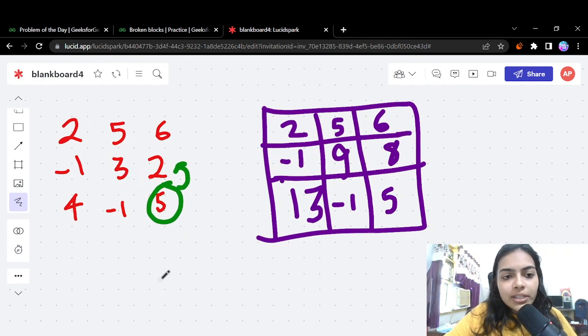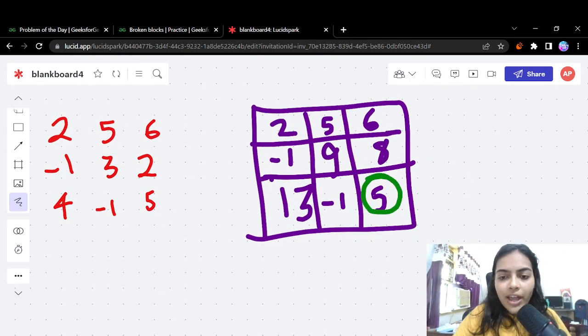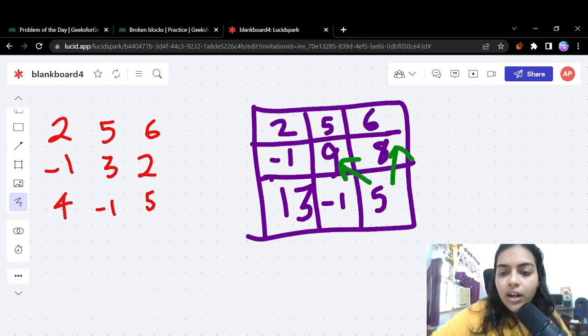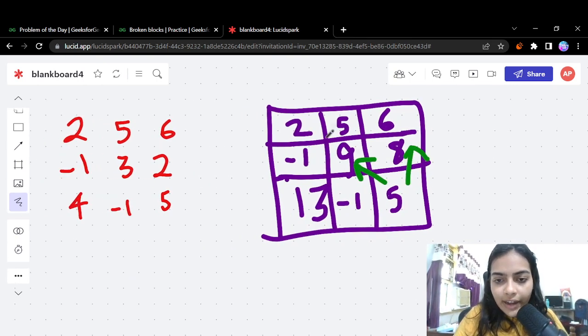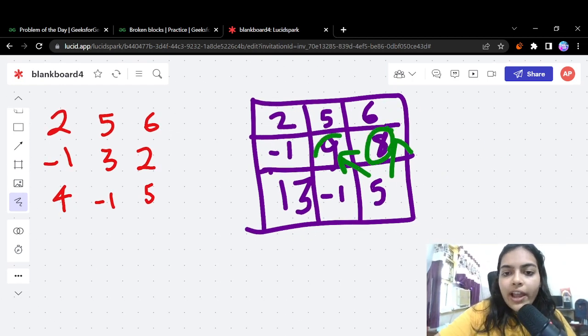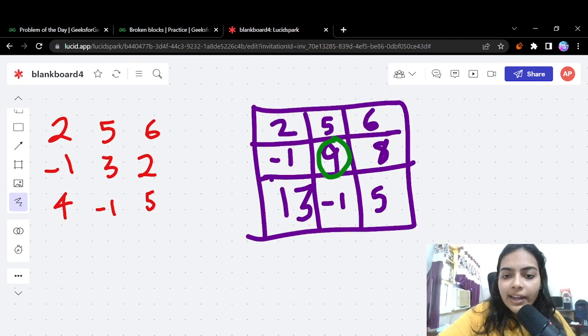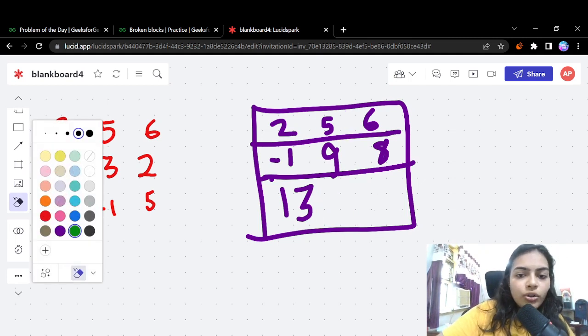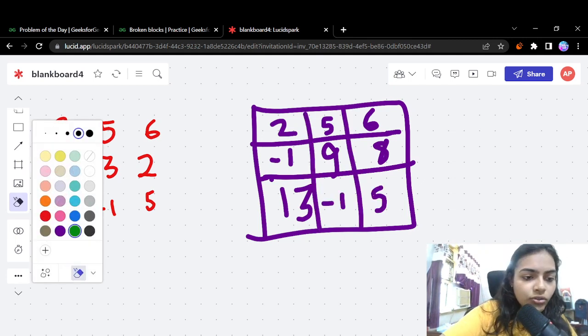So what I can do is, I can just look at this matrix. If I am coming to this box, I can just look at the values above and diagonally left, right? Here diagonally right is not valid, so I just need to look at 2 values. Which is maximum? Among 9 and 8, which is maximum? 9 is maximum. So 9 plus 5 will be 14. So for this case, the maximum answer is going to be 14.